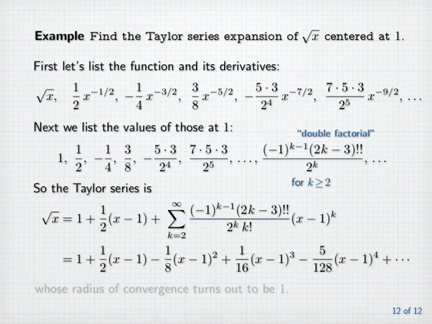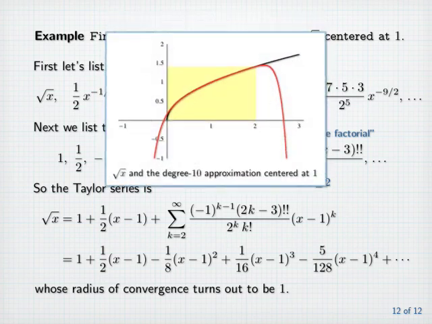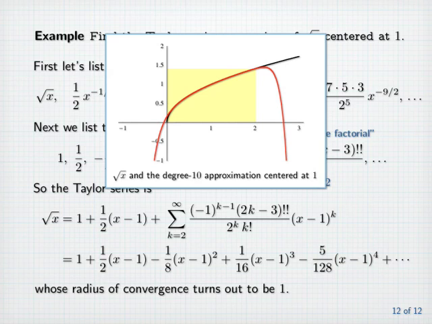The radius of convergence of this series turns out to be 1, as we should expect it to be since the square root function is not differentiable at 0. Here's the graph of the square root function along with the degree 10 approximation centered at 1. Notice how the graph of the polynomial here quickly diverges away from the graph of the square root function outside of the interval from 0 to 2.